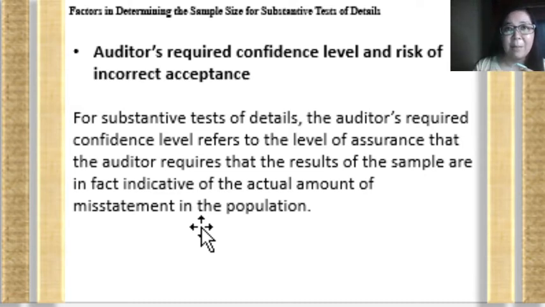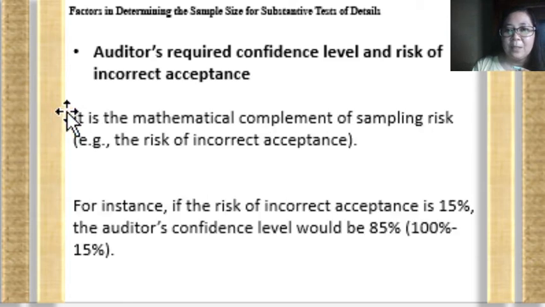That is confidence level, because in this case, the auditor will use the sample size to provide an opinion on the entire population. So he has to make sure that this sample size, as well as the result of evaluation of the sample size, is indicative of the actual amount of misstatement as well in the population. Okay, so it is the mathematical complement of sampling risk.